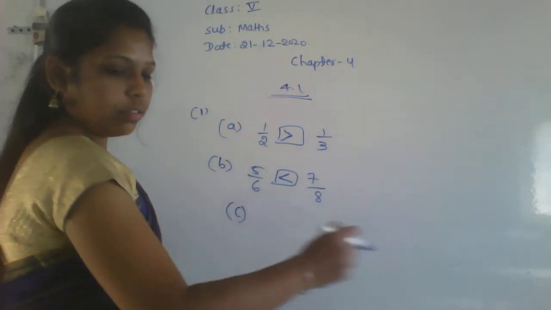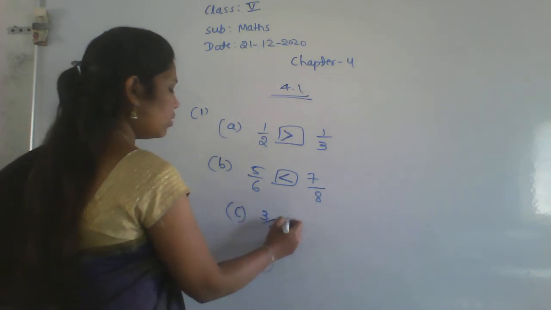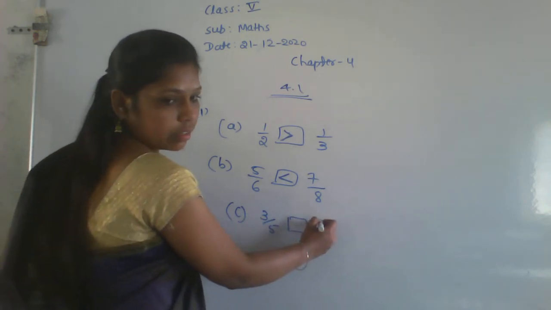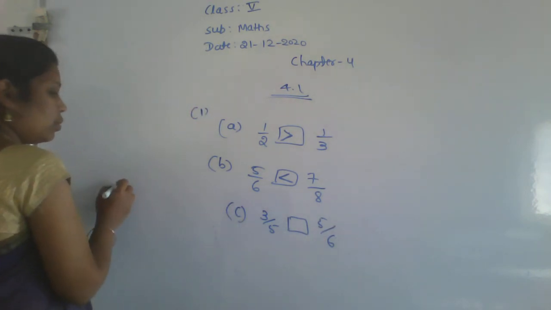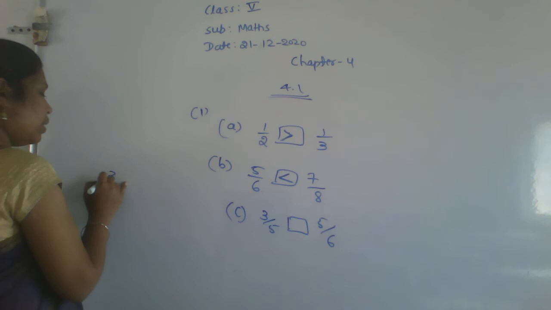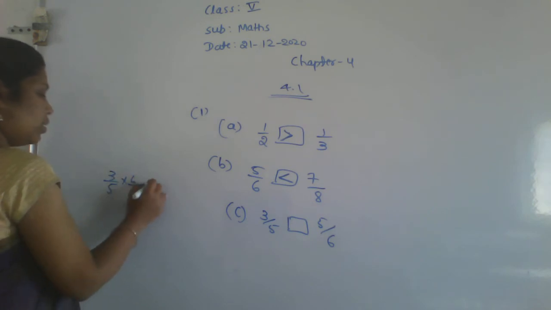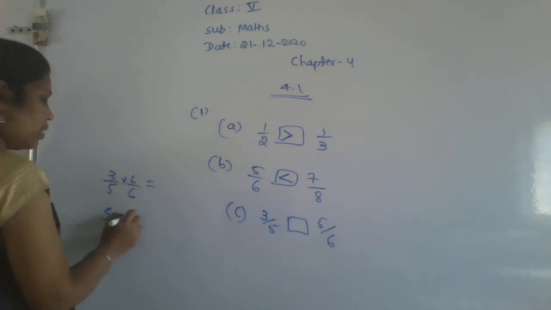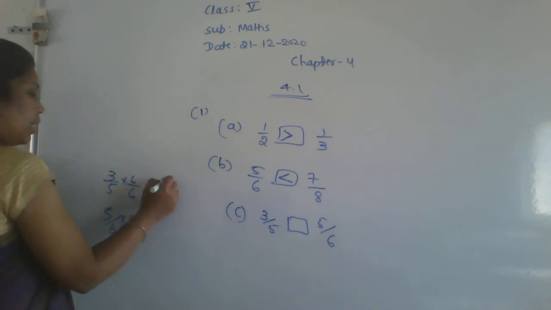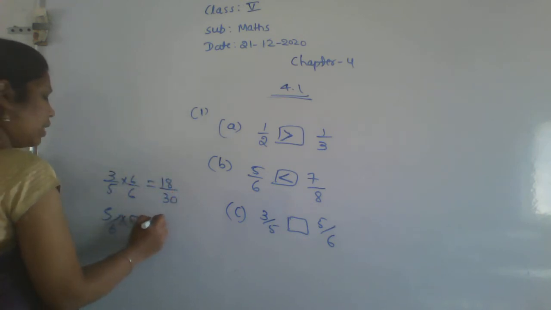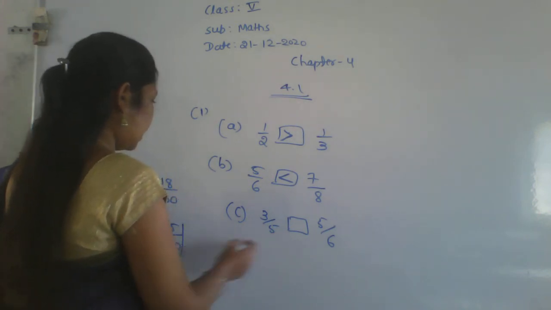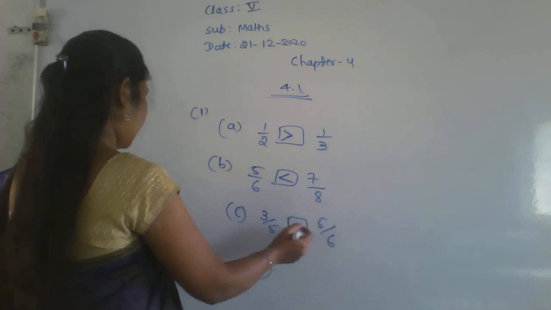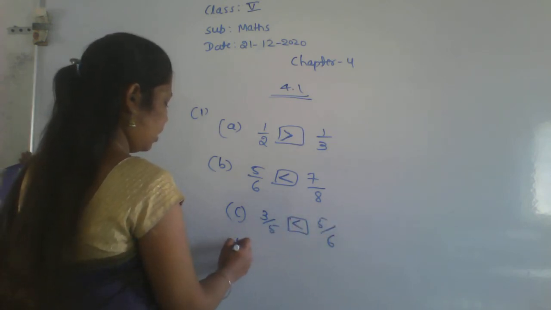Eighth one is 3 by 5 and 5 by 6. Okay, so take the LCM. Sorry, not LCM, multiply the values here by 6 and here by 5. 3 sixes are 18, 5 sixes are 30, and here 5 fives are 25 and 6 fives are 30, right? So here 18 by 30 and 25 by 30. Which one is greater? This one is greater. So right here, this one is greater. Eighth one. Next.